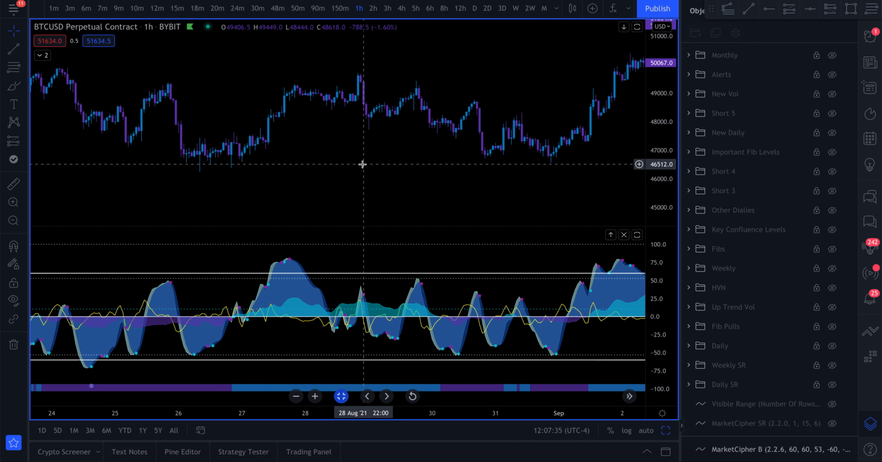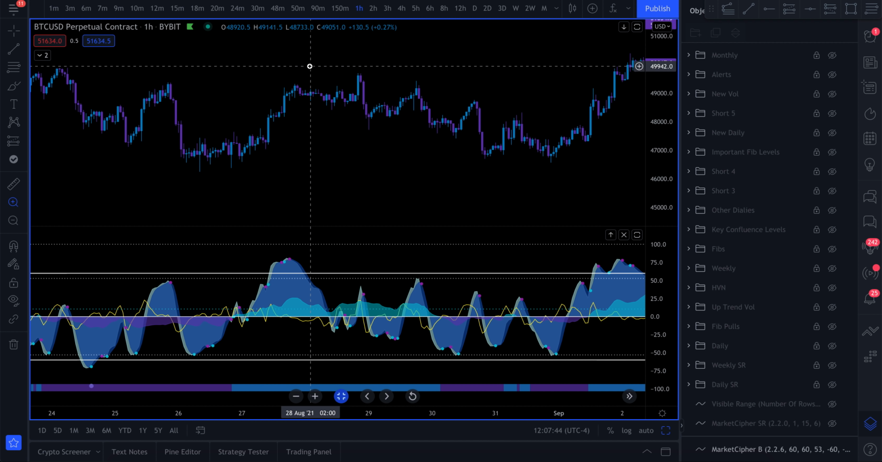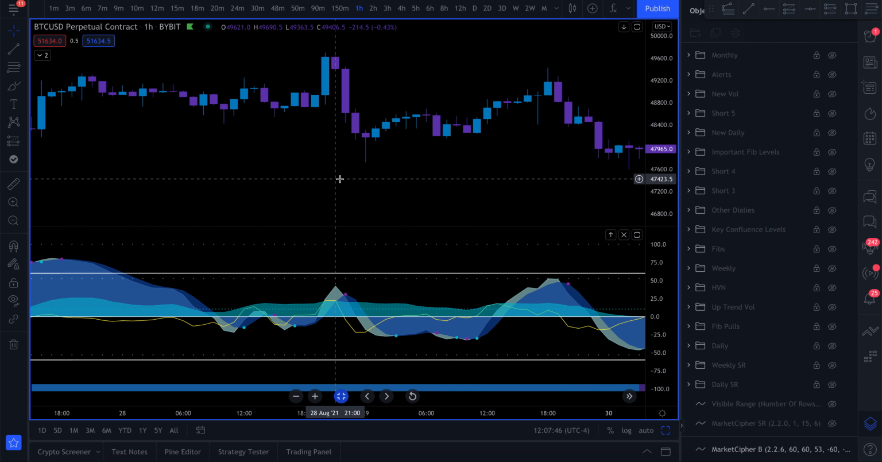There's 3 ways to do it, okay? You can either front run the dot and enter on this candle right here. Let me zoom in and show you guys the 3 options. This is going to be up to you and your experience level.